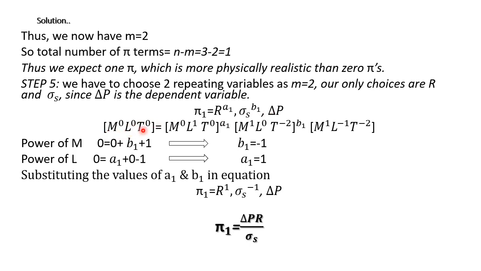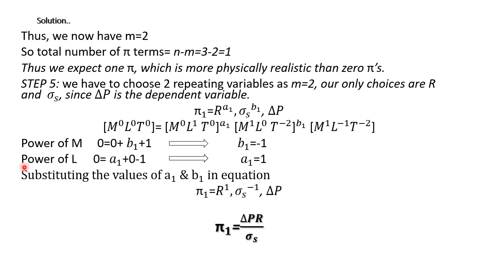Let us write the dimensions for this. Pi 1 doesn't have any dimension, so M^0 L^0 T^0. I have written the dimension of r to the power a1, the dimension of surface tension to the power b1, and the dimension of delta p here. Now let's compare the powers. Let's compare the power of M. Here the LHS is 0, and on the right 0 into a1 is 0, M^1 into b1 is b1, plus here I have M^1, so b1 is equal to minus 1.